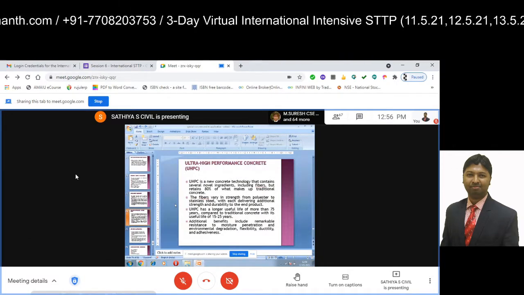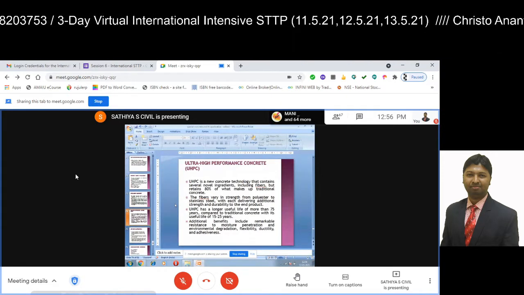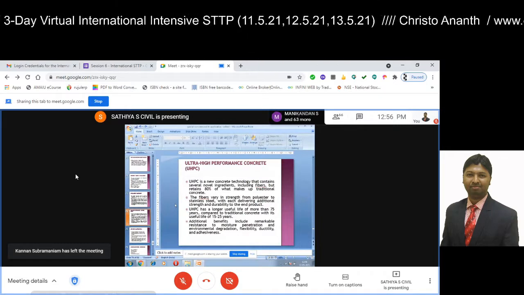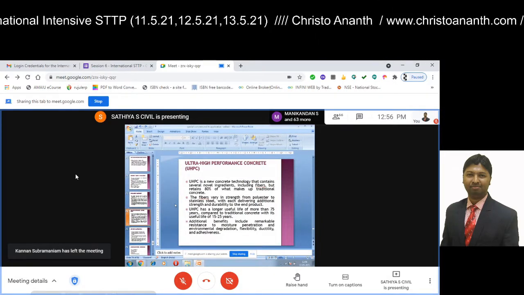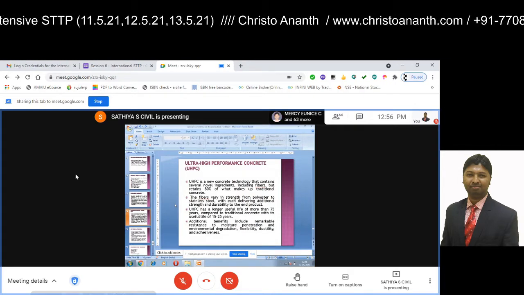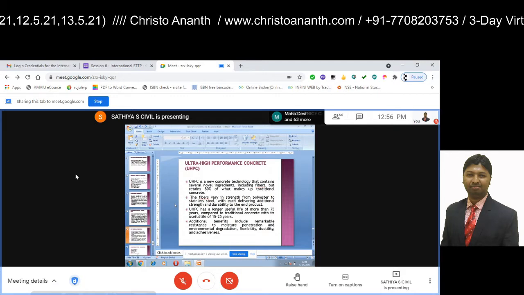Then the next trend is ultra high performance concrete. It is a new concrete technology that contains several novel ingredients, including fibers, but retains 80% of what makes up traditional concrete. For the remaining 20% we can add some other material.